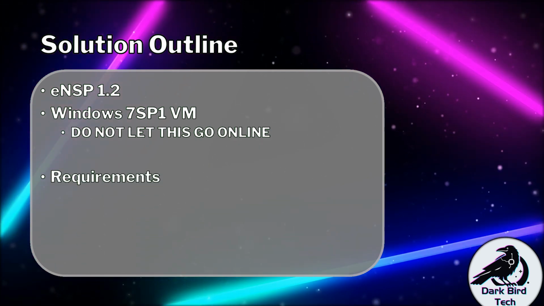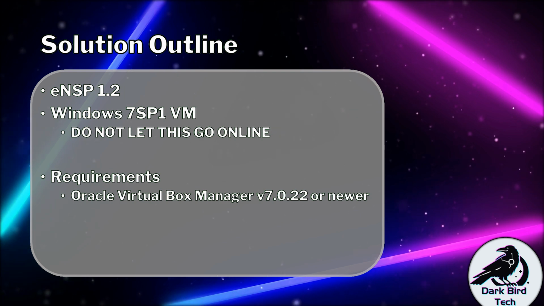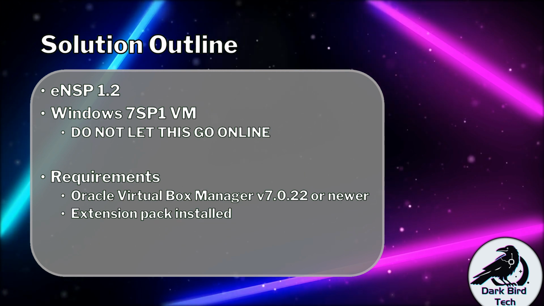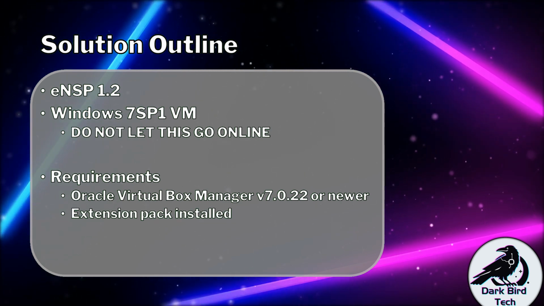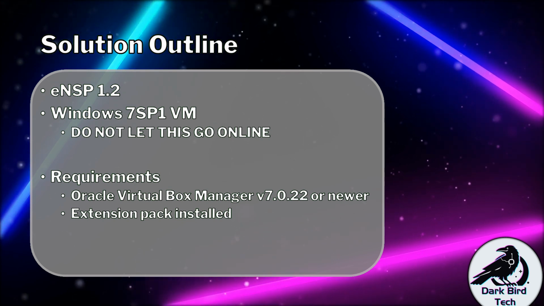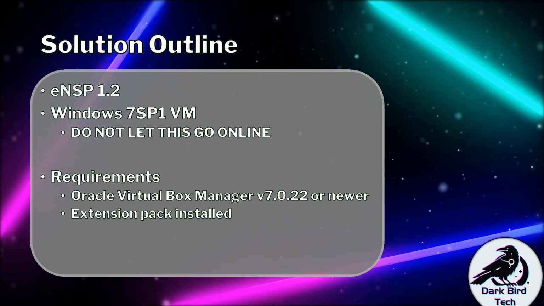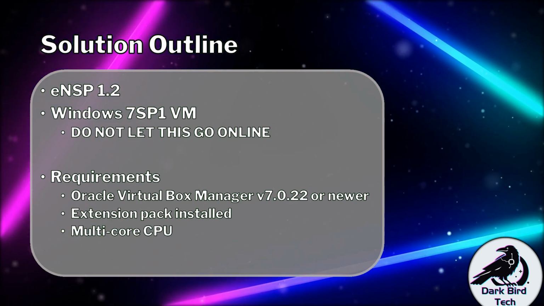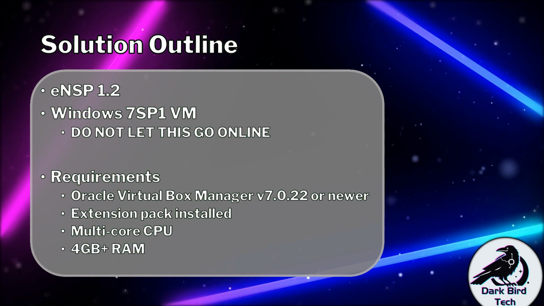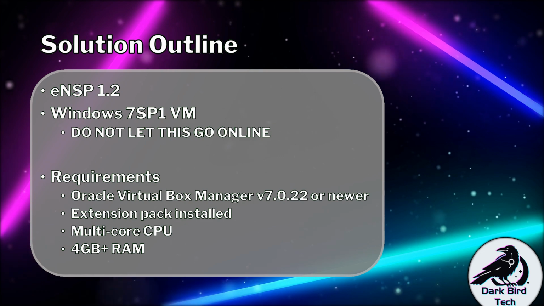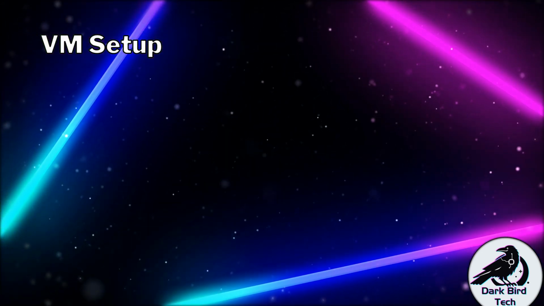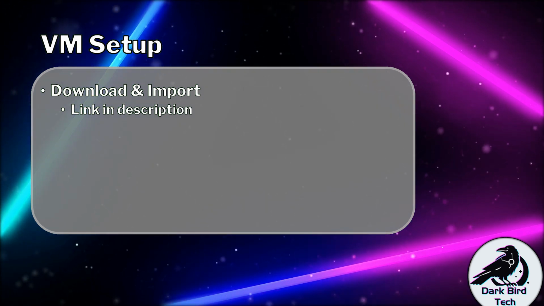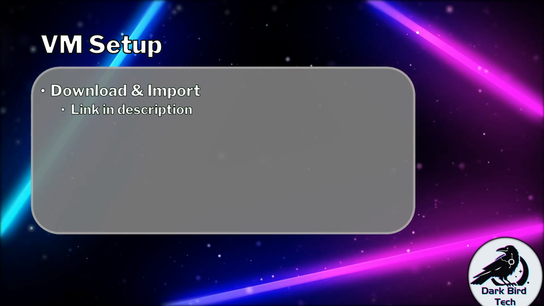Now, in order to run this, you're going to need to install Oracle VirtualBox Manager version 7.0.22 or newer, and also add the extension pack as well. The reason being is that's the version of VirtualBox that I used to create this VM, and I had the extension packs installed when I did this. You also want to make sure that you've got a multi-core CPU, which is not difficult to achieve nowadays, and 4 GB or more of RAM. Now, in terms of setting up the VM for yourself, I've gone and done the hard work for you. You just need to download it from me and import it into your VirtualBox installation. The link to download it is in the description of this video.